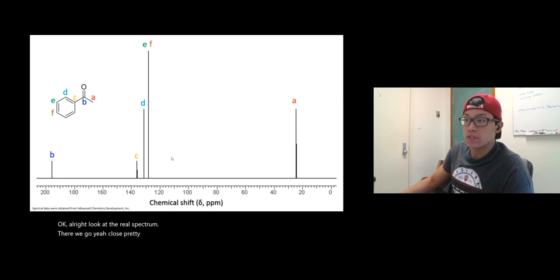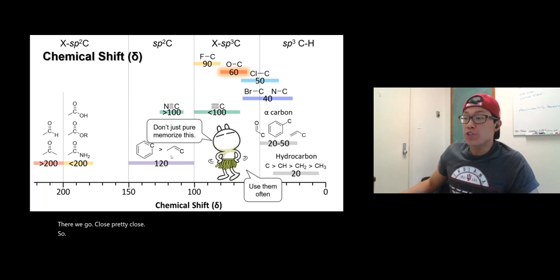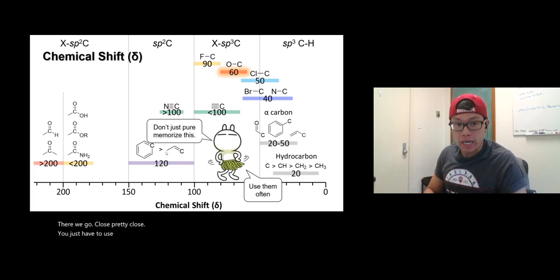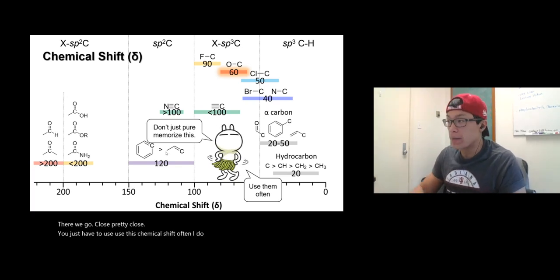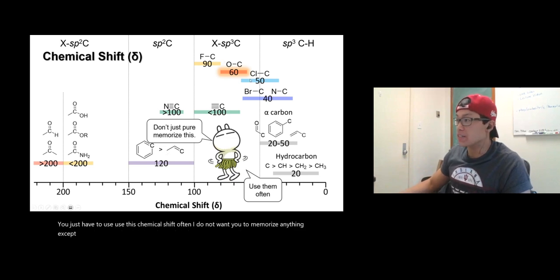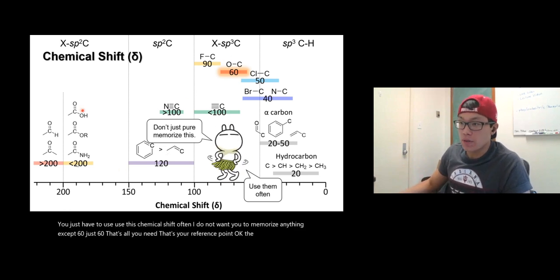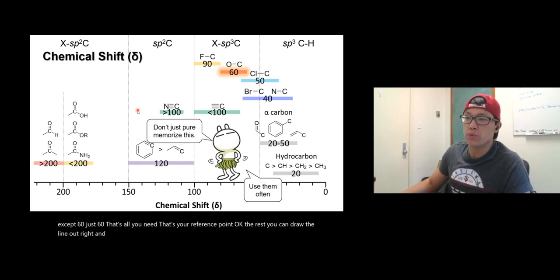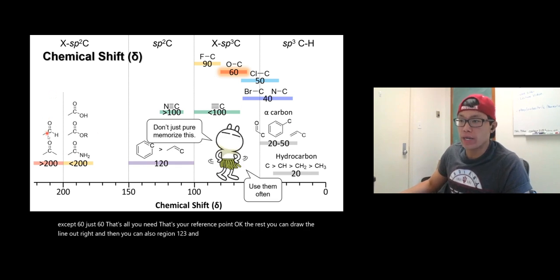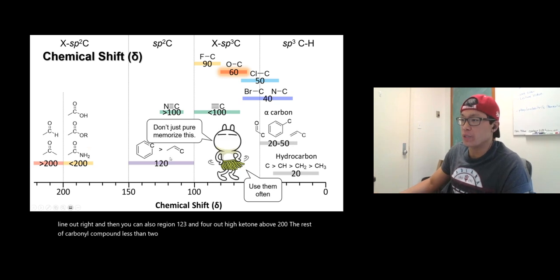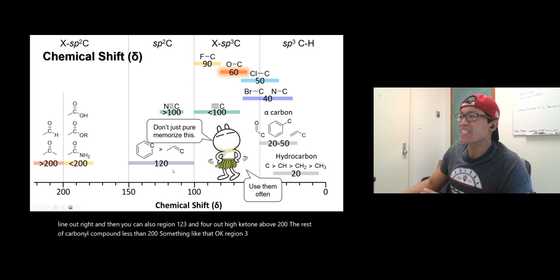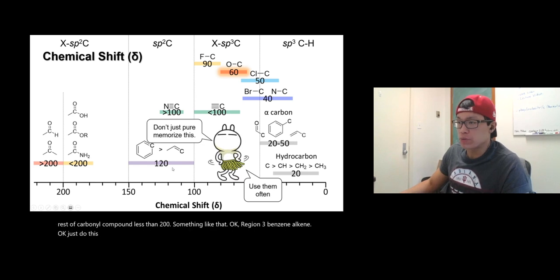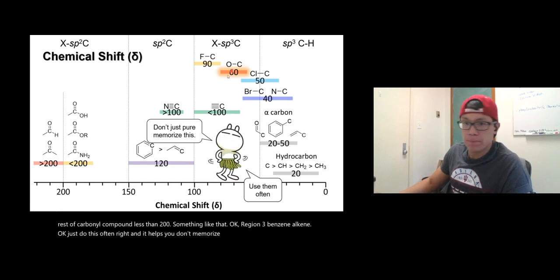You just have to use the chemical shifts often. I do not want you to memorize anything except 60. Just 60, that's all you need. That's your reference point. The rest you can draw out, and then you know regions 1, 2, 3, and 4. Aldehydes and ketones are above 200, the rest of the carbonyl compounds are less than 200, and region 3 is benzene and alkene. Just use this often, and it helps. Do not memorize anything except 60 ppm.